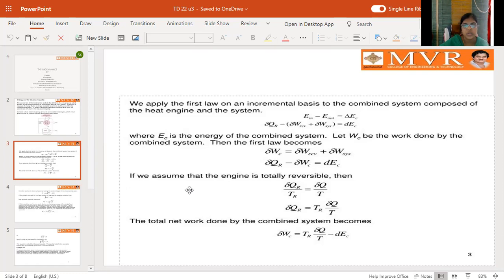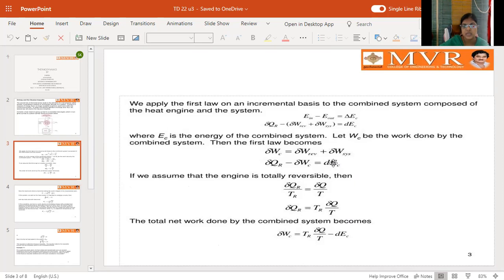So first of all, we assume that the engine is totally reversible. So totally reversible, then how do we get delta QR by TR is equal to delta Q by T? So the delta QR is equal to TR into delta Q by T. The total network done by the combined system is W.